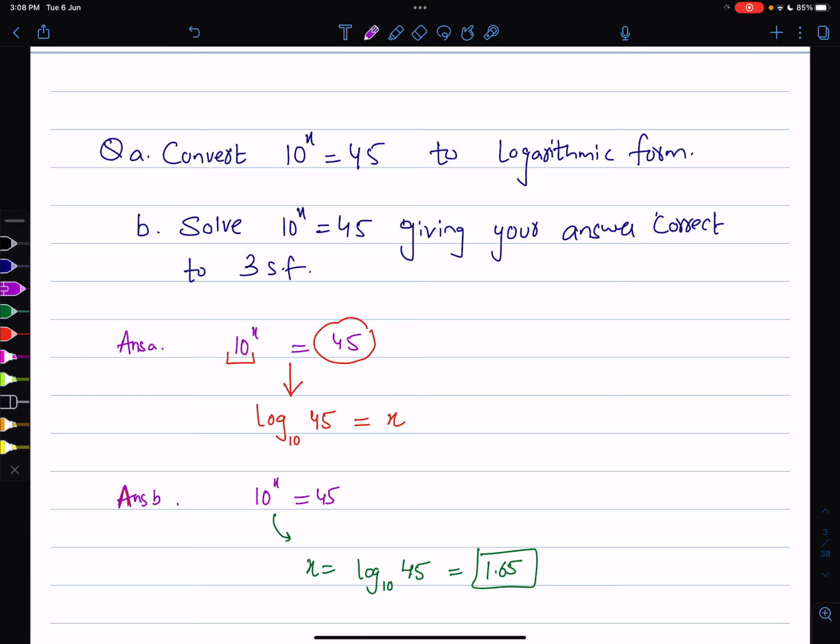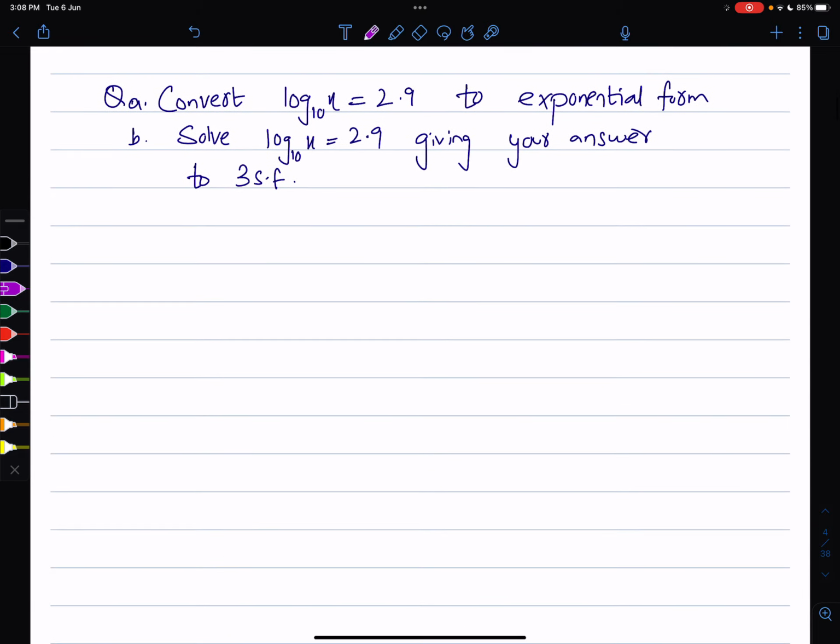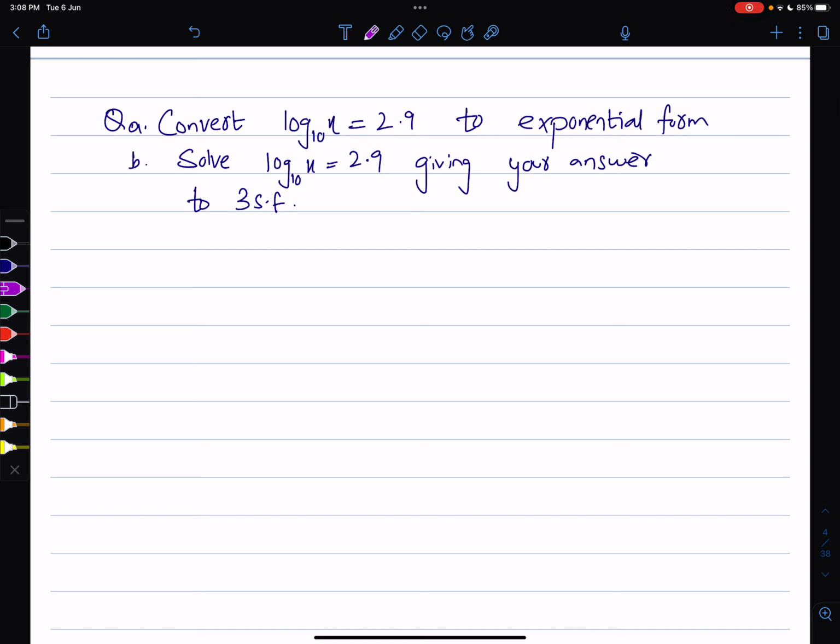Let's consider another example. Convert log 10 of x equals 2.9. Now in the first part, we have been given the log form and we have to convert this into the exponential form. Log to the base 10 of x is equal to 2.9. This means that 10 is the base, it must be raised to the power of 2.9, and the answer is going to be equal to x. So x is equal to 10 to the power of 2.9. That is the exponential form.